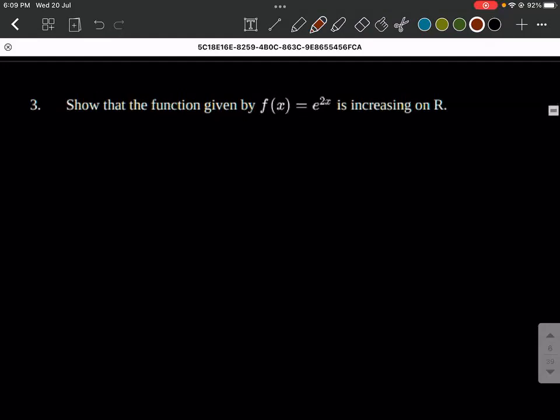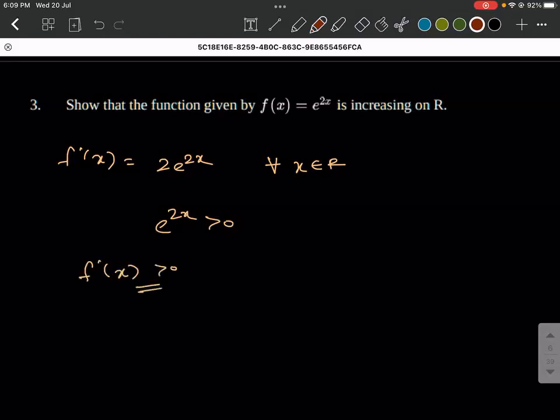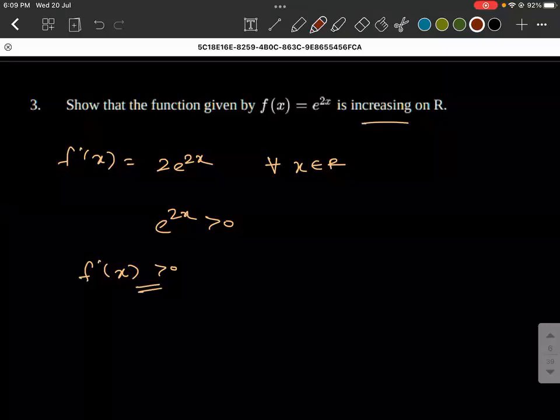Show that the function given by f of x is equal to e power 2x is always increasing on R. So f dash of x is what? 2 e power 2x. So for all values of x that belongs to R, what can you say? E power 2x is always greater than 0. So f dash of x will be always greater than 0. So what can you say? It is an increasing function. It cannot be equal to 0. Where will it be equal to 0?